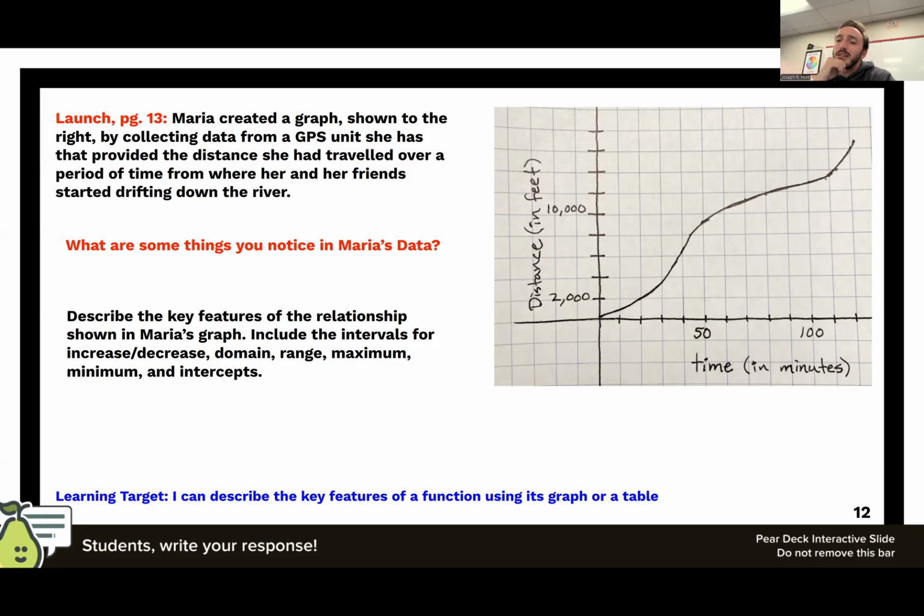Would you say that there's like a maximum or a minimum? Does it seem to have y-intercepts or x-intercepts? Would you say that there's like intervals on which it's increasing or decreasing? All the big ideas there. I want you to kind of take a minute and mull it over for a second.